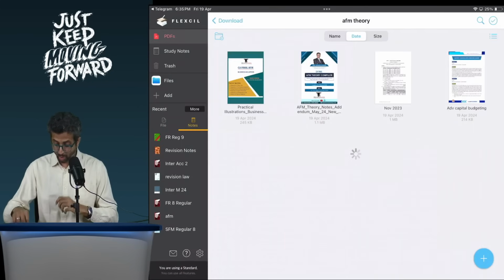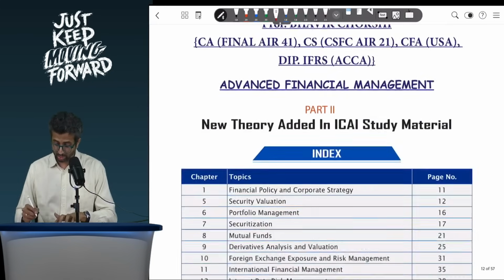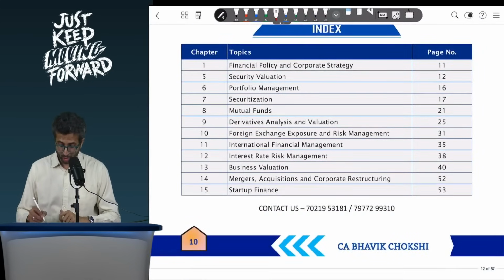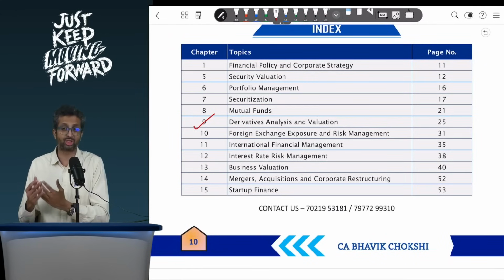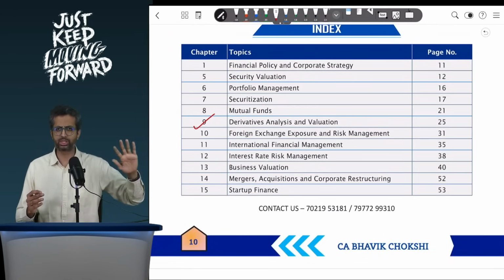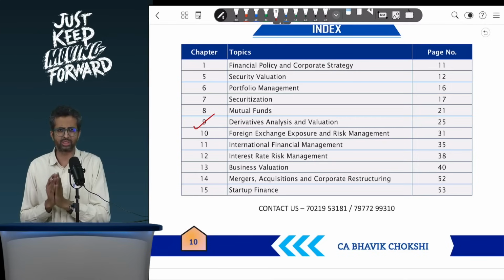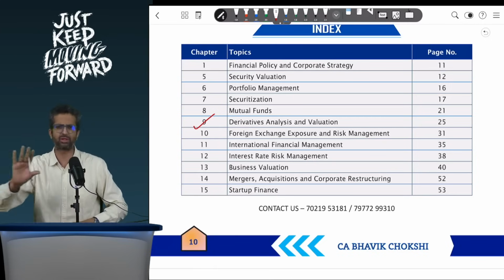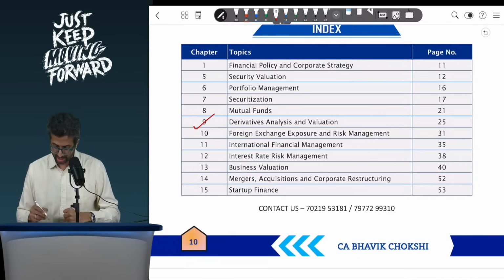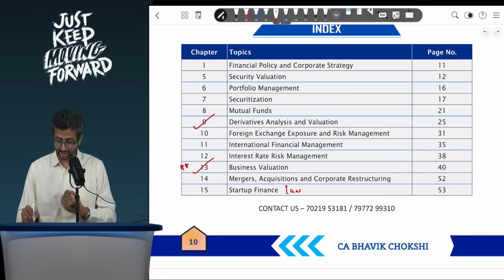Over here, the important areas of the new theory added, if I were to identify, would be in your derivatives. Surely you have some exotic options, credit default swaps, weather and energy electricity derivatives that we have discussed in derivatives, but nevertheless we'll quickly discuss this again. Then you have business valuation, I would say this is a very important thing. Within startup finance, the concept of unicorn as well as succession planning, both of these are important.